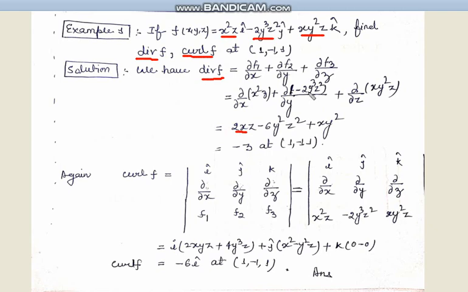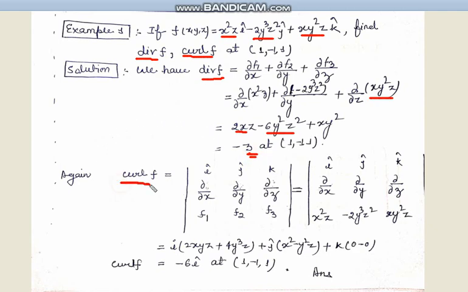Similarly, we find the partial derivative of −2y³z² with respect to y, and it gives us −6y²z². And similarly from here we get xy². Now putting the values x, y, z equal to 1, -1, 1 respectively, we get the value −3. So this is our divergence of F.